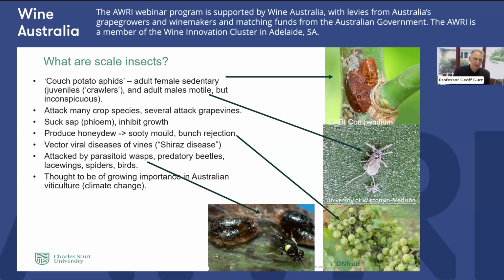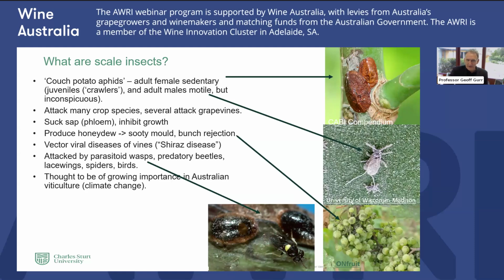At least that's the case for the adult females, which are the most conspicuous life stage, the type of scale that you're most likely to see on a host plant. But do keep in mind that the juveniles, or crawlers as they're often referred to, as well as the males, are motile. They move around, but they're much smaller and more inconspicuous. Now, scale insects do attack many different crop species, and several of them, which I'll introduce in a moment, attack grapevines.